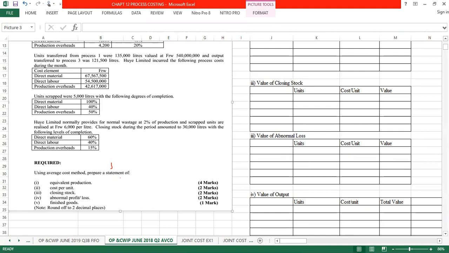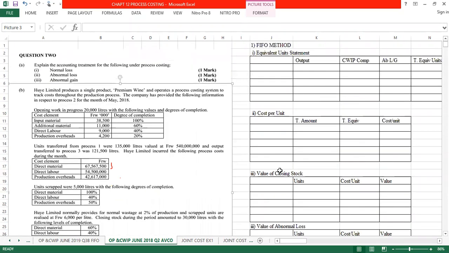Now, you have not been told to prepare the process account. Do you realize that? Which means there may be some information missing. I don't know. I will just try to prepare it. If there is some information missing, we will know. But if you have not been told, don't struggle to prepare it. I will just try to prepare it so that I assume the question was complete.